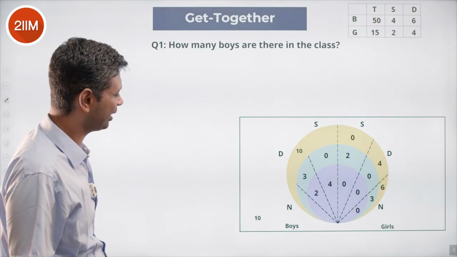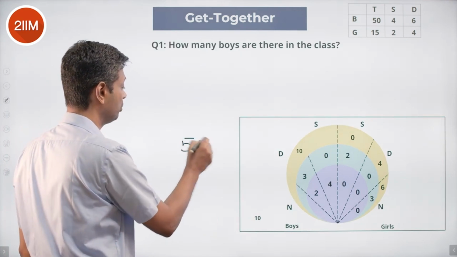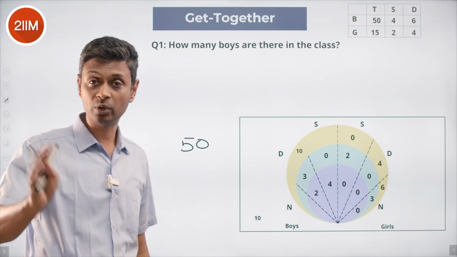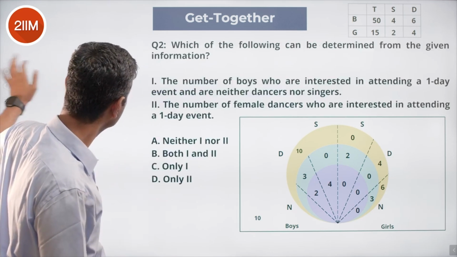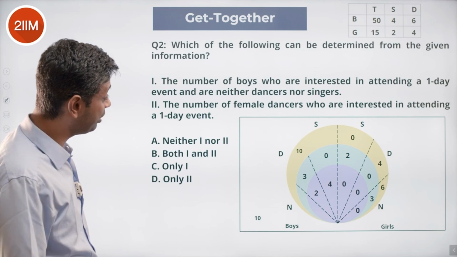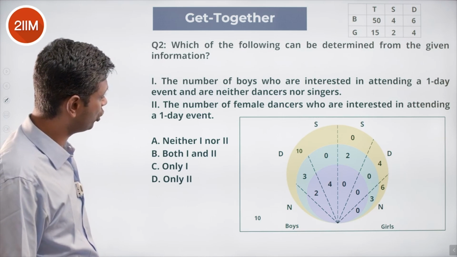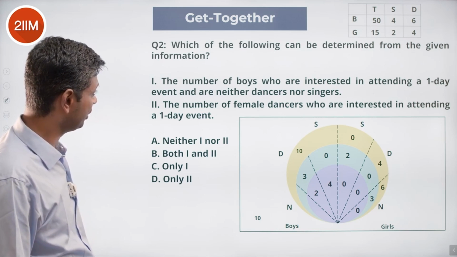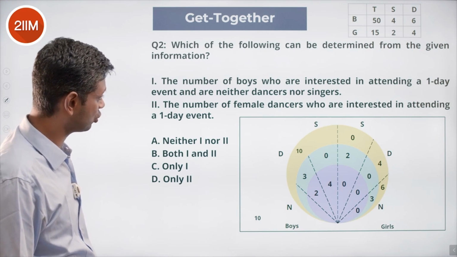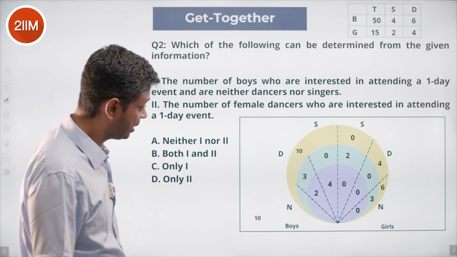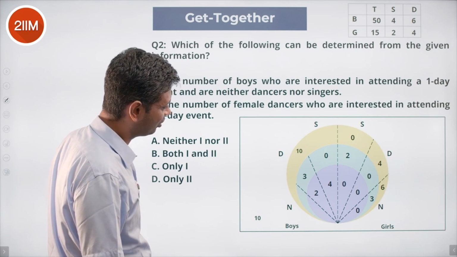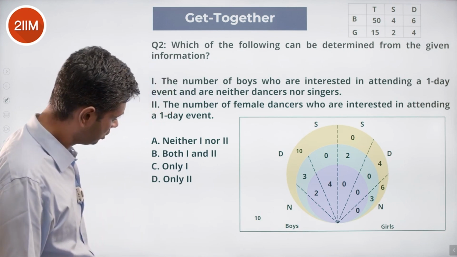How many boys are there in the class is easy, 50. It should be a multiple of 50, 100 doesn't work, 50 works, done. Which of the following can be determined from the given information? The number of boys who are interested in attending a one-day event and neither dancers nor singers. One-day event, neither dancers nor singers. Let's see this.